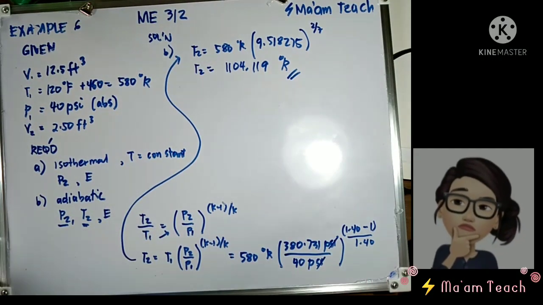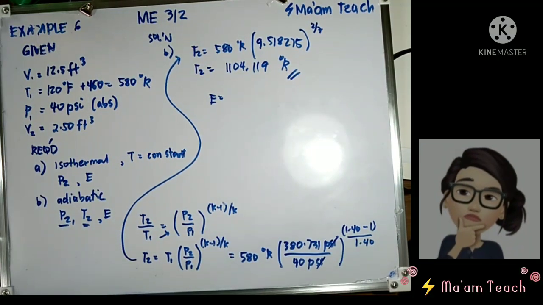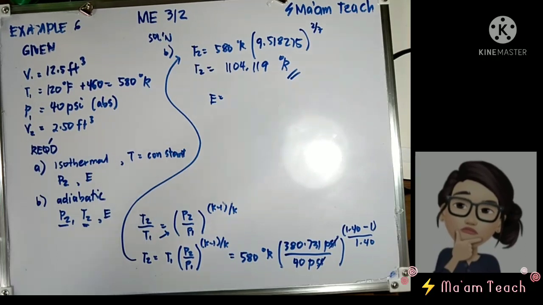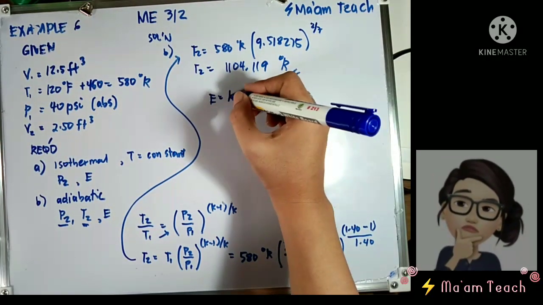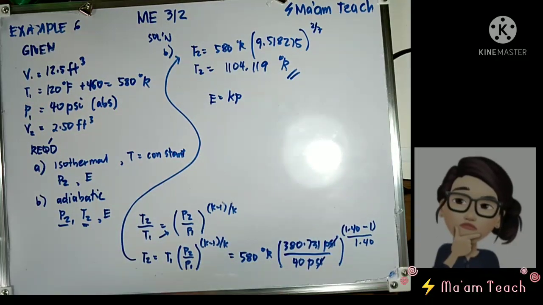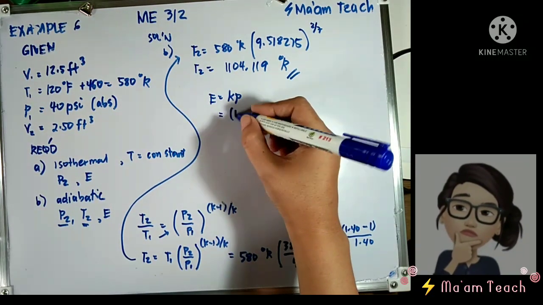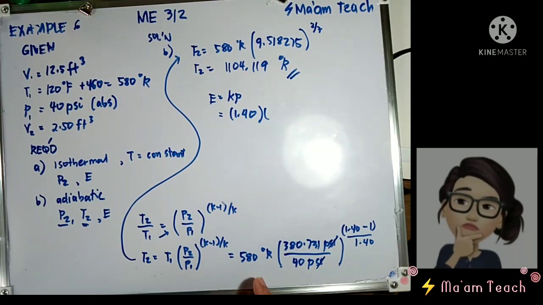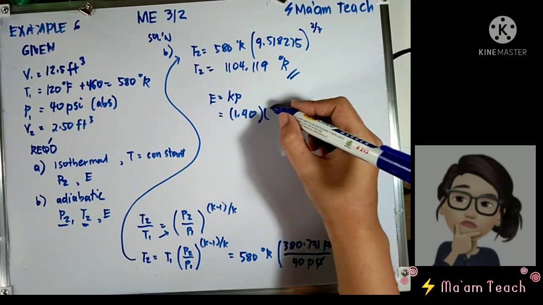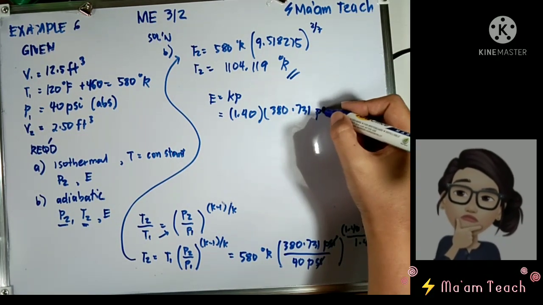Now, for the last unknown, which is the bulk modulus of elasticity, take note that under the adiabatic condition, your bulk modulus of elasticity is equal to K times P. Can you follow? K times P. Now, what is our K earlier? That is 1.40. And our pressure was 380, that is our P sub 2, 380.731 PSI.